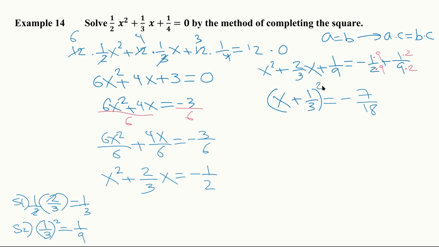Okay? So on this side, remember, it's quantity x plus 1/3 squared. We need to put the 2 for the exponent. So we have quantity x plus 1/3 squared equals negative 7 over 18. Now we're ready to apply the square root property. So we get x plus 1/3 equals plus or minus the square root of negative 7 over 18, correct? So we get x equals, I'm going to move the 1/3 to the other side, becomes negative 1/3 plus or minus.